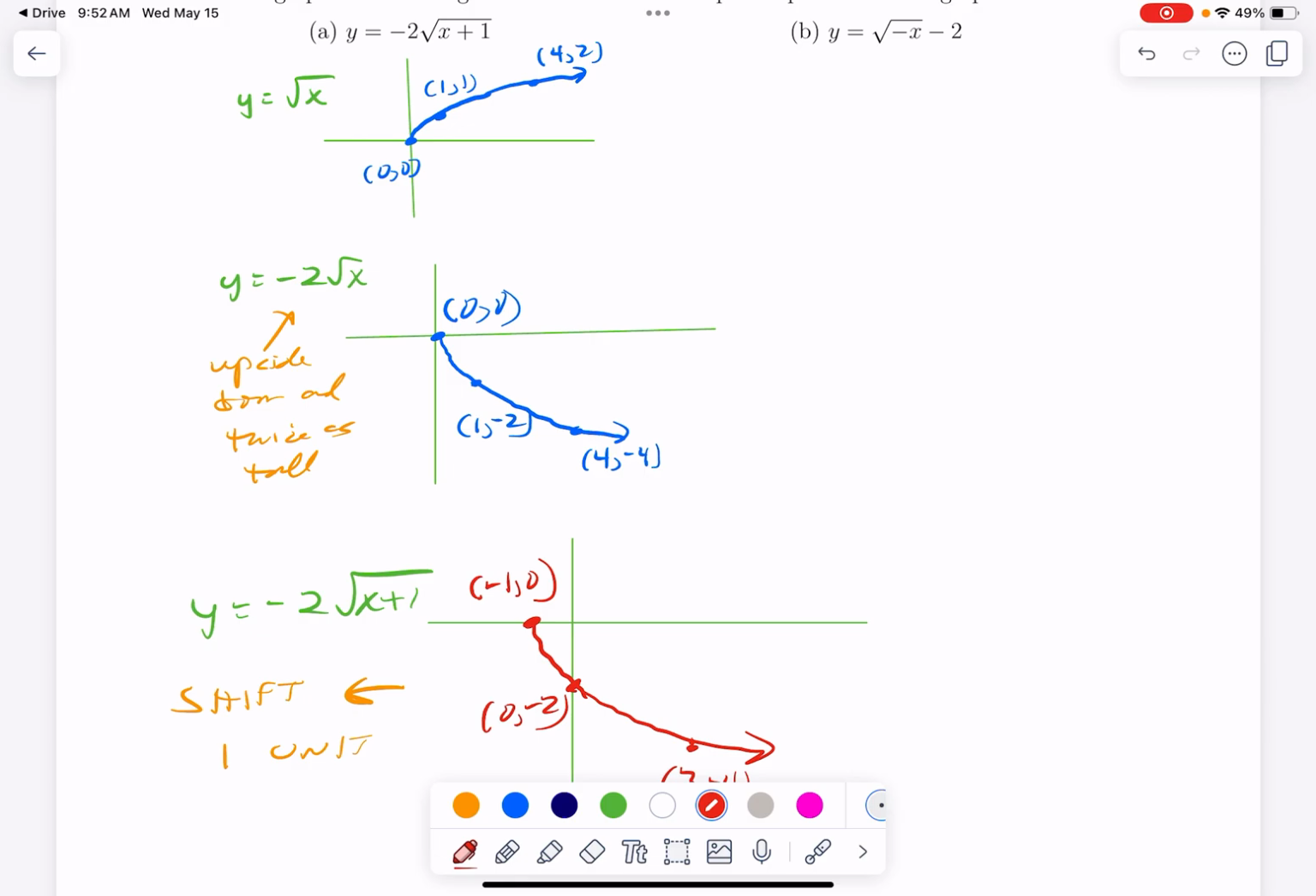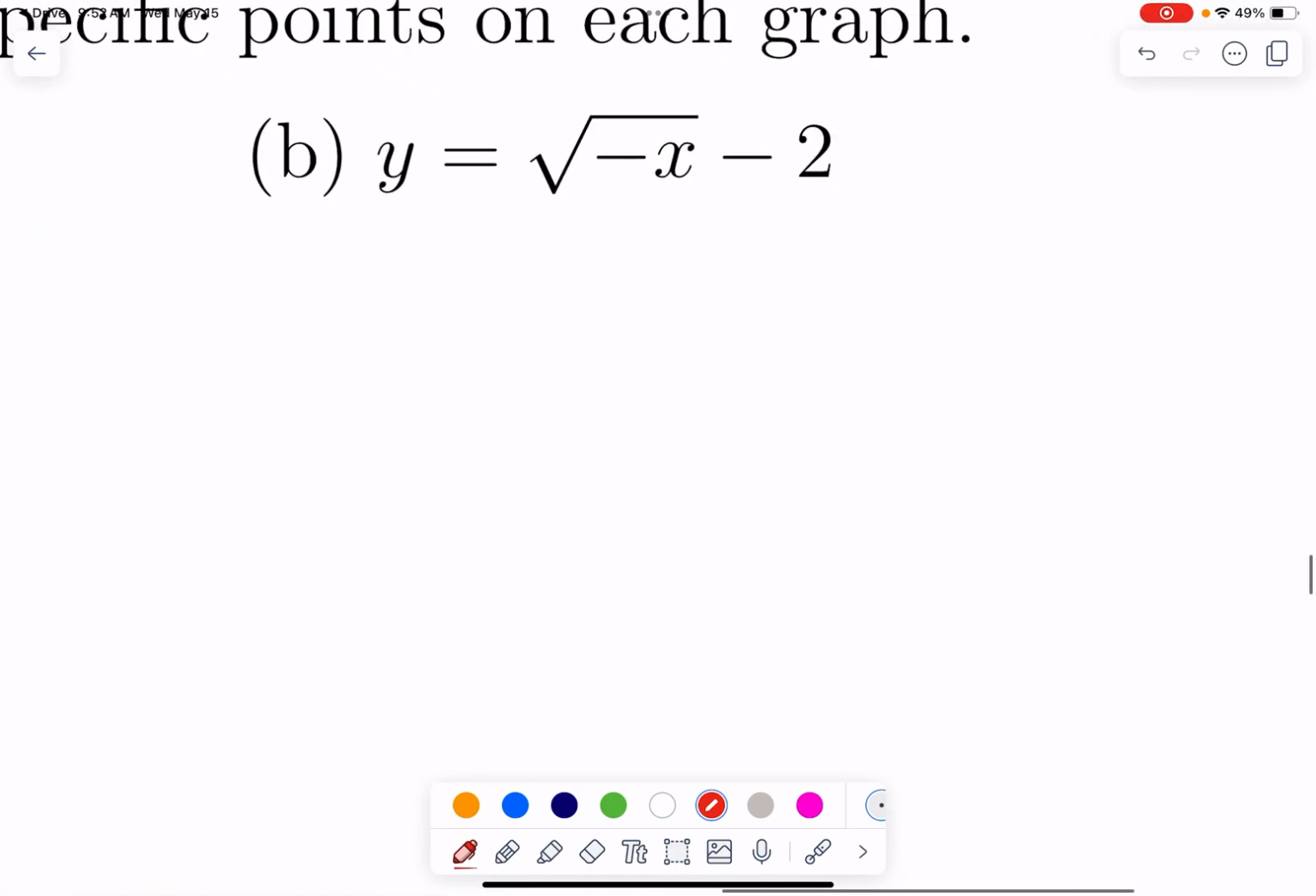So try to do the same things with this example. Start with y equals root x. Draw the graph and label the 3 easiest points. Then just adjust to see what happens with your 2 transformations.